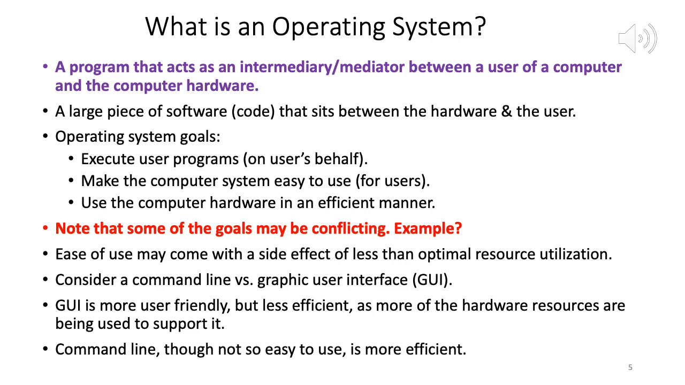What are the goals of an OS? To execute user programs on the user's behalf. So whenever you double click on a web browser, you want a certain thing to be done. You want a web browser window to open, and then in that you will type in a web address, and when you press enter, you would like a particular website to be visited, and then you interact with that and so on. So using your gestures, whether using a mouse or a touch screen, you interact with the application, and then what the OS will do is, on your behalf, execute that application or user program. It will also make the computer system easy to use.